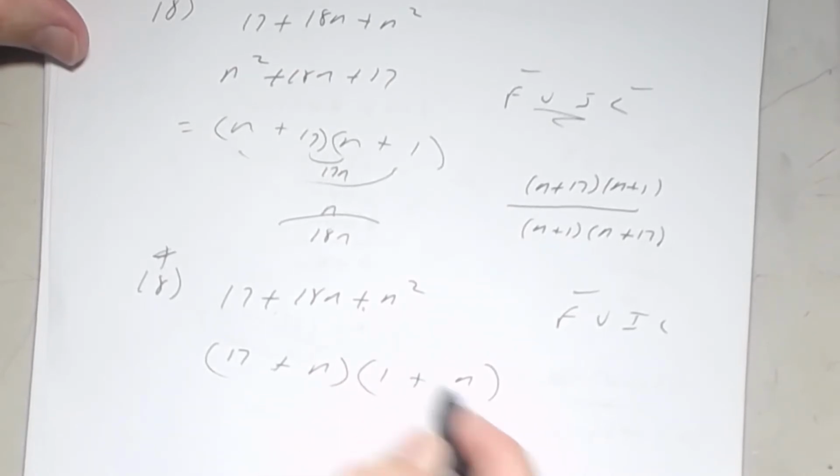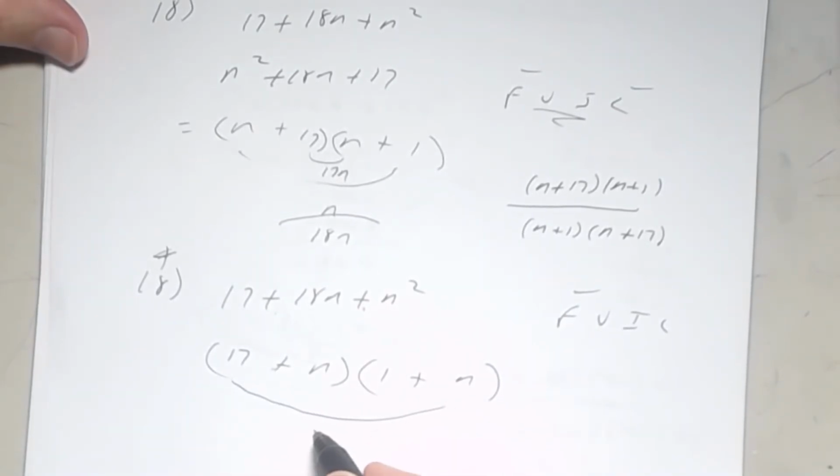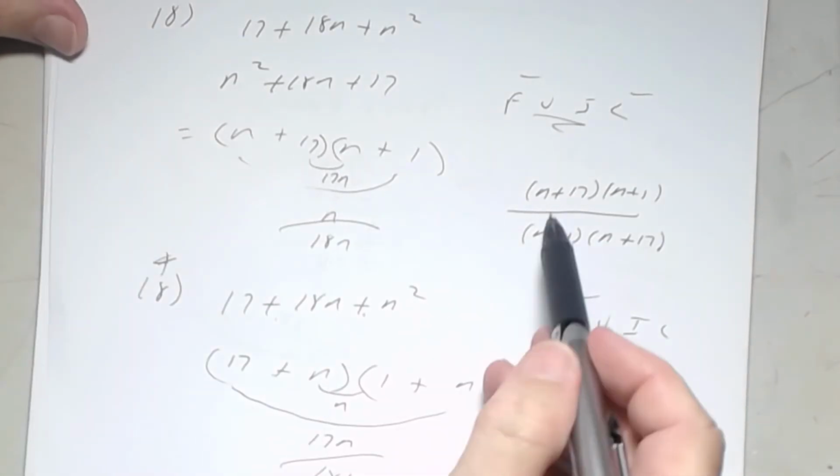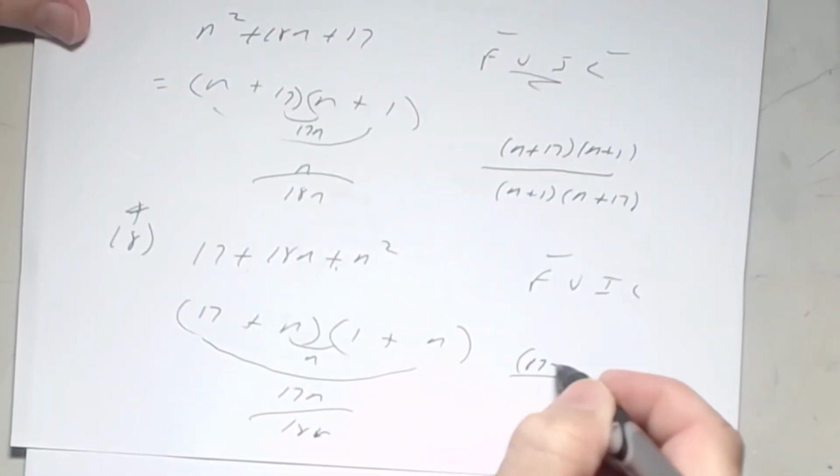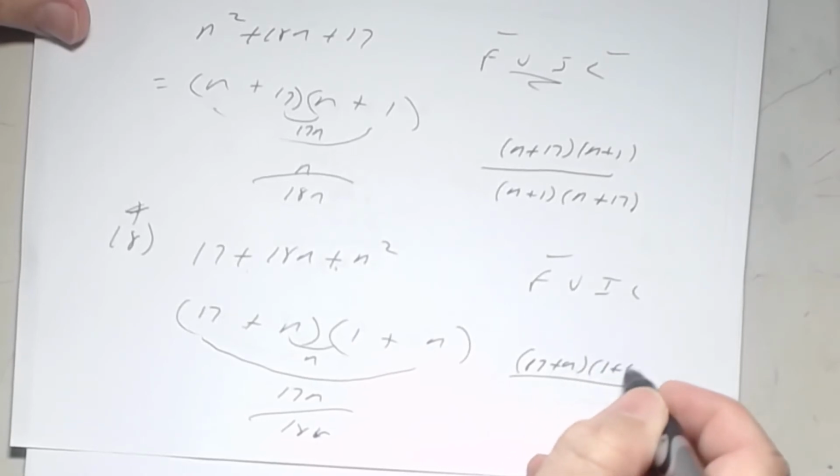So plus plus. But once you fill in the two binomials, don't stop there. You've got to check the outer and inner. What's the outer? 17n. What's the inner? 1n. When you add them up, what do you get? 18n. And that's what you wanted. So your answer could have been this, or you could have said 17 plus n times 1 plus n.